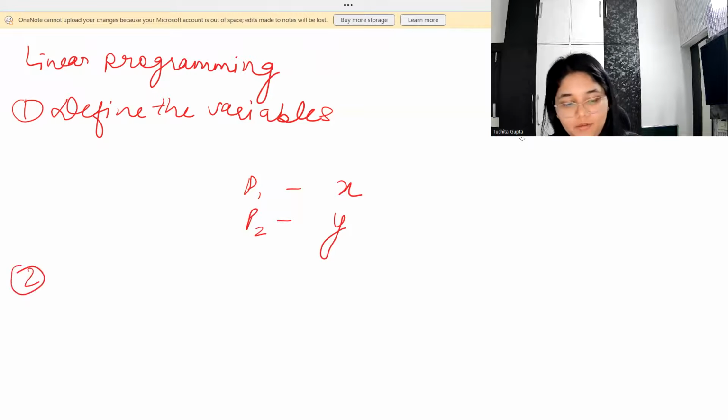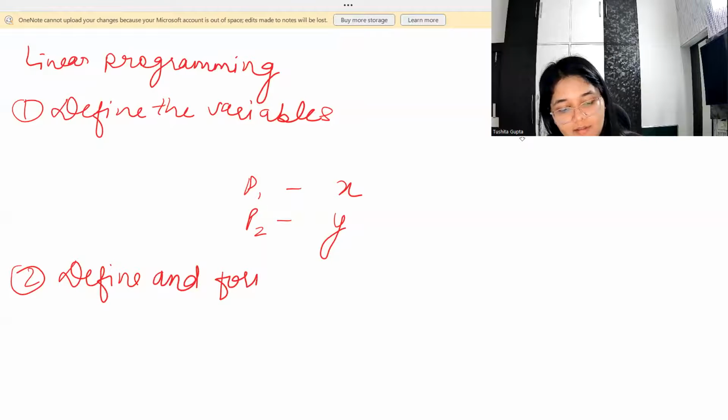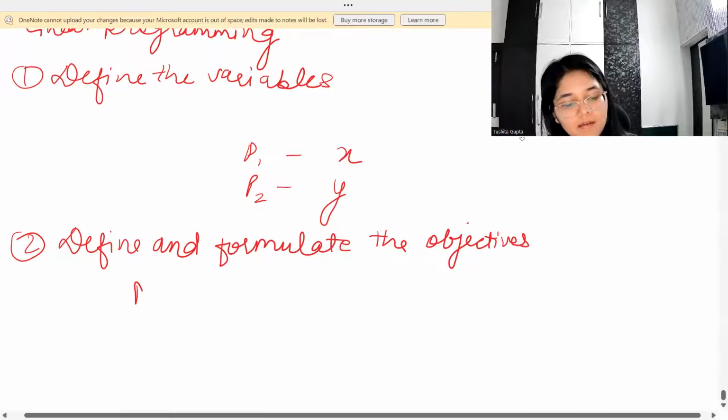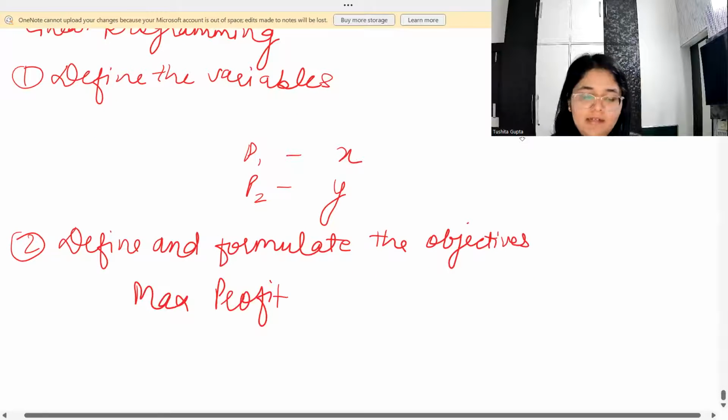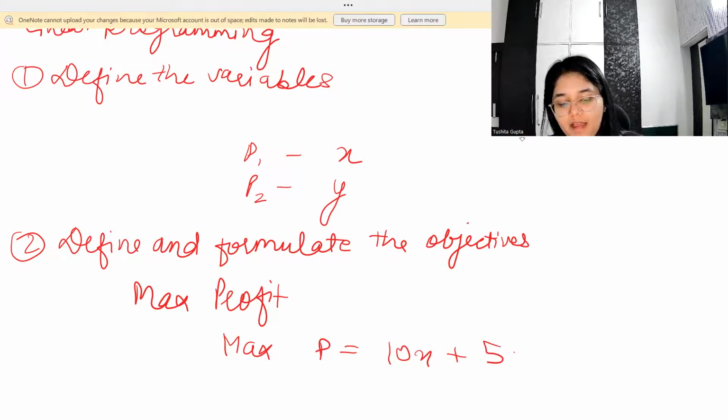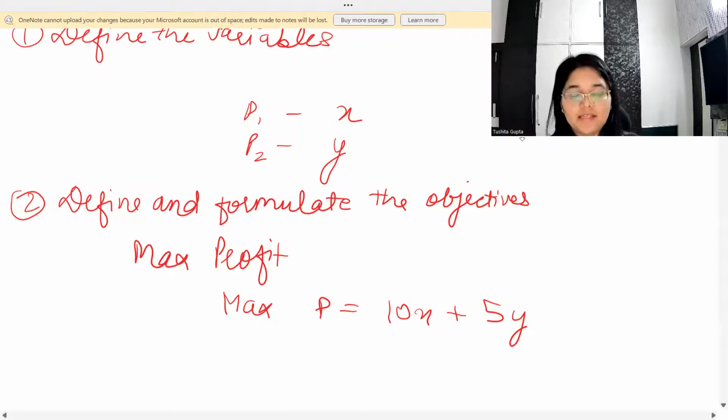Then the second step will be to define and formulate the objectives. So objectives over here will basically, just like the previous time, be to maximize the profit. It can vary from situation to situation, but usually it is to maximize the profit. So we will have our objective as max P = 10x + 5y, where 10 and 5 are the profits or contributions that we are earning per unit of x and y.